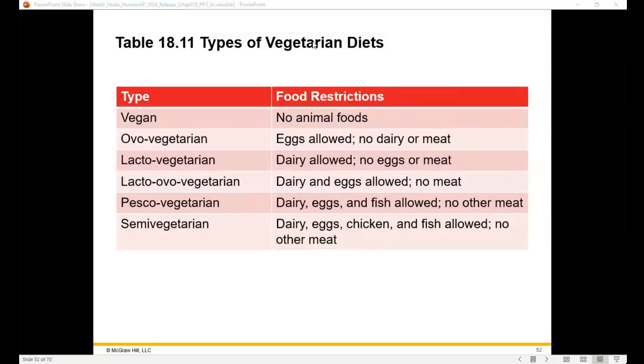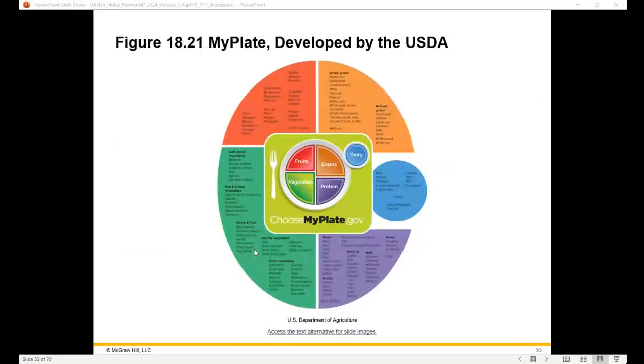Okay, this shows you different types of vegetarian diets. You may have heard individuals referring to themselves as one of these. Okay, this shows you the MyPlate that's been developed by the USDA. So you can go into choosemyplate.gov, and this will give you a lot of information about what nutrients you need and what foods you get those from.